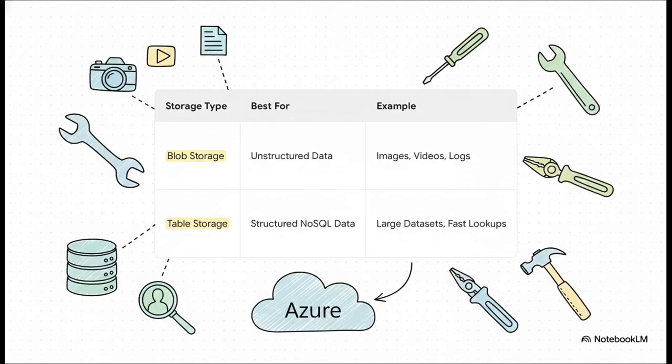Okay, let's talk data. Azure gives us a whole toolbox, not just one single hammer. So if we're storing unstructured stuff like images, videos, or log files, blob storage is our go-to. Easy. But for structured data that we need to pull up really fast, like user profiles or something, table storage gives us a super fast, scalable NoSQL solution. At the end of the day, it's all about choosing the right tool for the job.